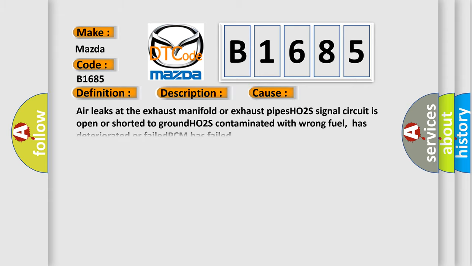This diagnostic error occurs most often in these cases: air leaks at the exhaust manifold or exhaust pipes, HO2S signal circuit is open or shorted to ground, HO2S contaminated with wrong fuel, has deteriorated or failed, PCM has failed.